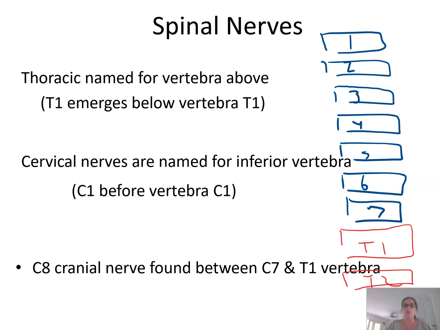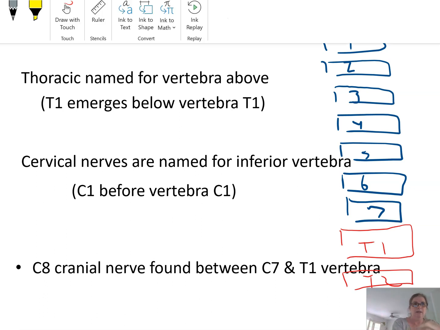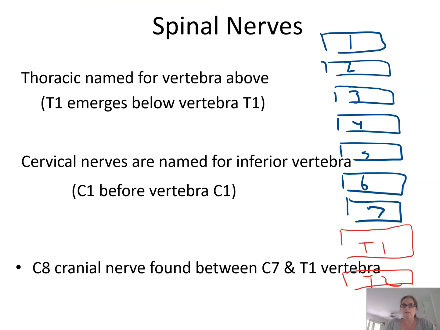So all thoracic nerves, spinal nerves, are named for the vertebra above. So the nerve coming off here would be spinal nerve T1, right? Because it's from below vertebra T1. And then this one over here would be spinal nerve T2.